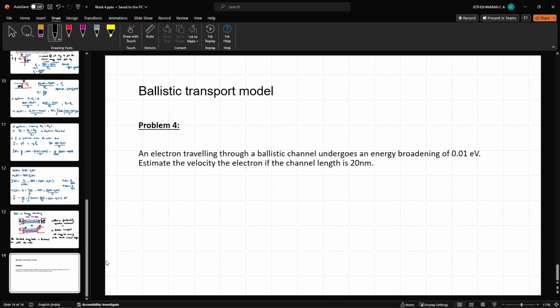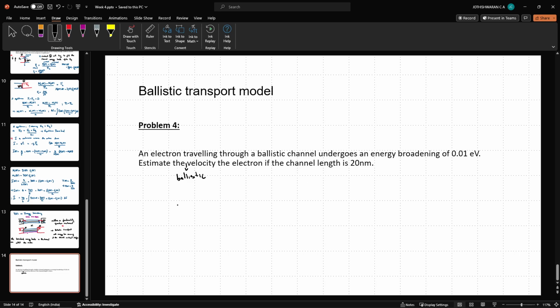So finally, coming to the last problem of today's discussion. What we have been given is an electron traveling through a ballistic channel, and it undergoes energy broadening of 0.01 electron volts. Now we need to estimate, let me be more precise here, the ballistic velocity, not the actual velocity, because the actual velocity cannot be known. It's again the uncertainty principle. So the ballistic velocity of the electron, if the channel length is given to be 20 nanometers.